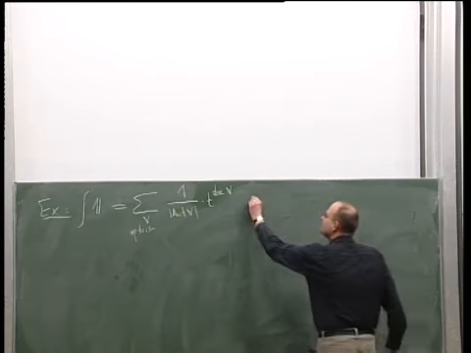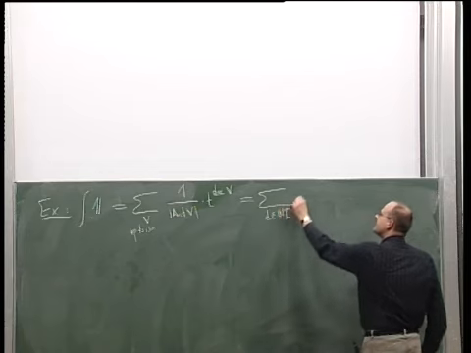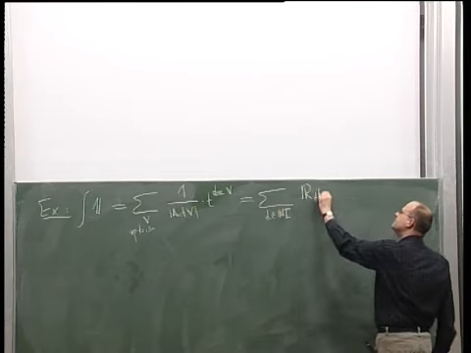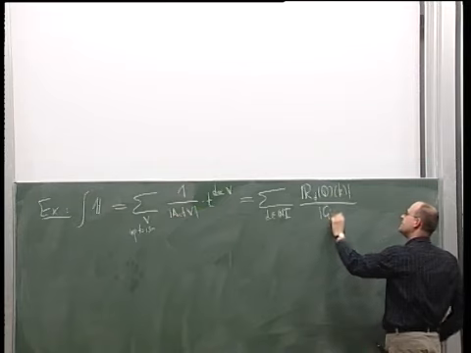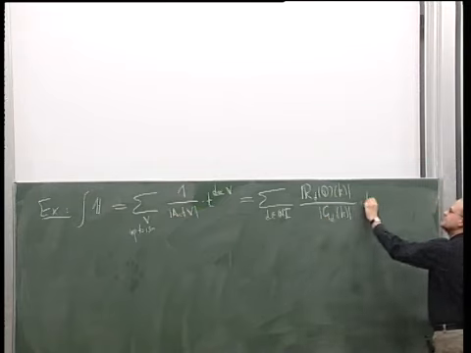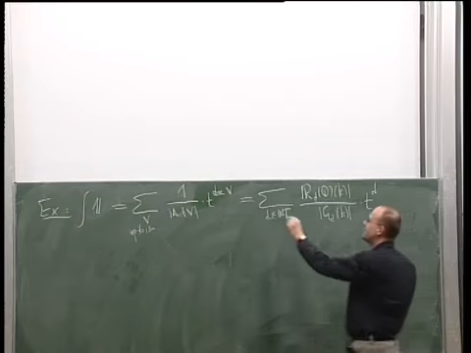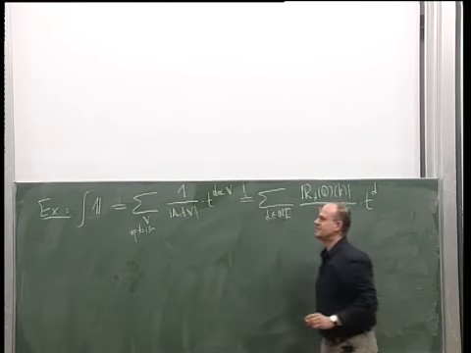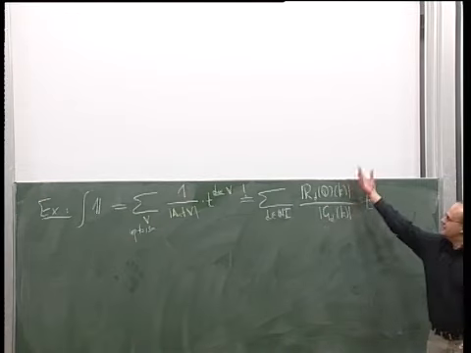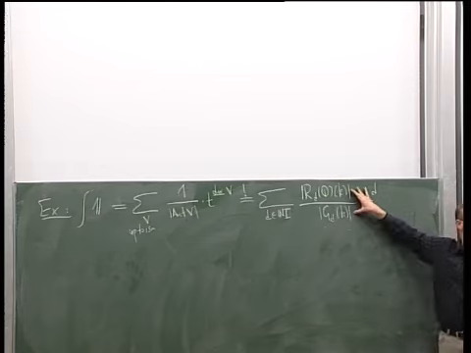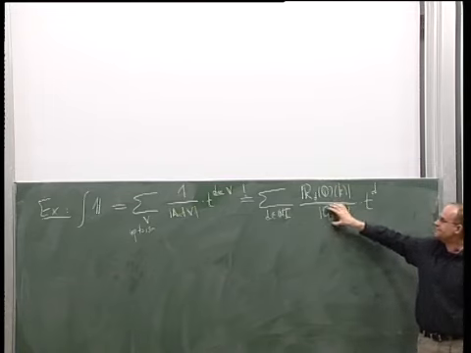Because now I claim that this is the same as summing over all dimension vectors, taking the cardinality of our finite set, dividing by the cardinality of the group, times t to the d. That's the key thing we have to understand. But it's really simple. Look at this fraction. This means cardinality of the space divided by the cardinality of the group.